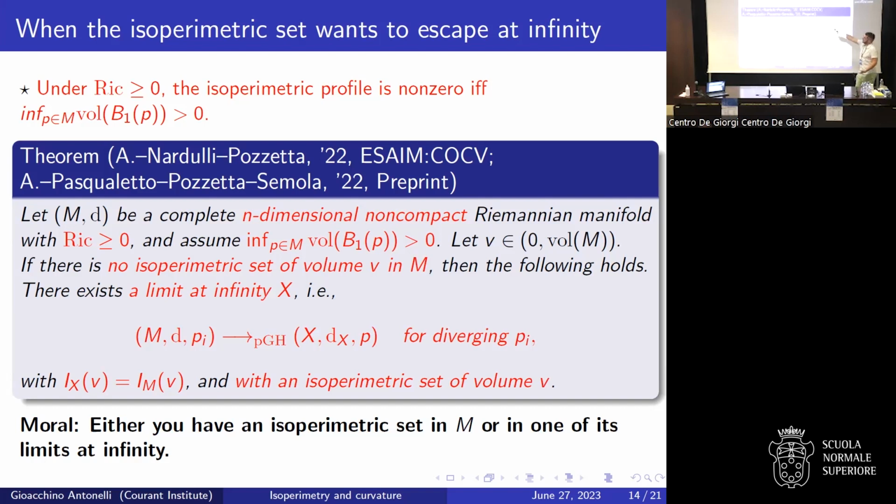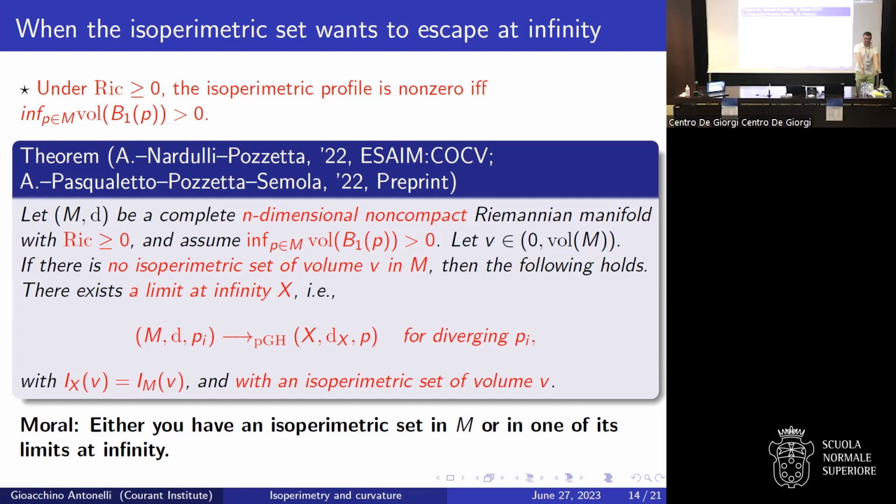So this is an assumption that I will always take, the infimum of the volume greater than 0, because it doesn't trivialize the problem. So it's safe to assume that. If you don't have that, then the isoperimetric profile is 0, and it's okay. So what happens when we have a complete n-dimensional non-compact Riemannian manifold with non-negative Ricci, and we do have this uniform lower bound? This is what happens.